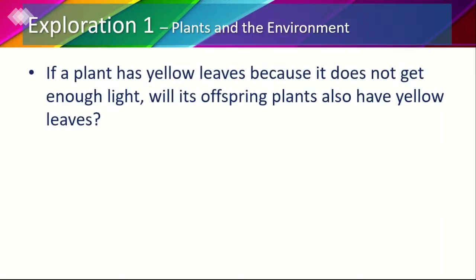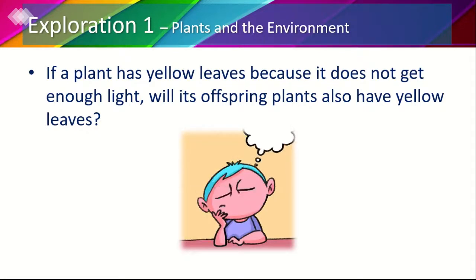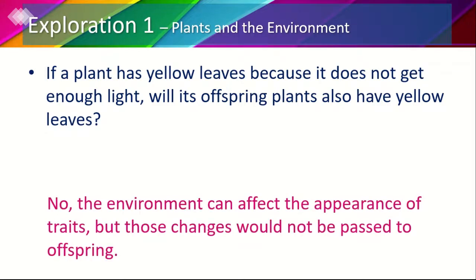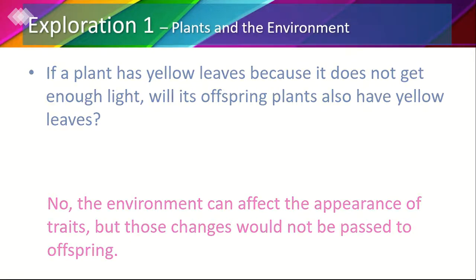Now, I have a question for you. If a plant has yellow leaves because it does not get enough light, do you think its offspring plants also have yellow leaves? I'm going to give you 10 seconds to think about this question, and then I'm going to tell you what the answer is. Well, no, the environment can affect the appearance of traits, but those changes would not be passed to offspring.